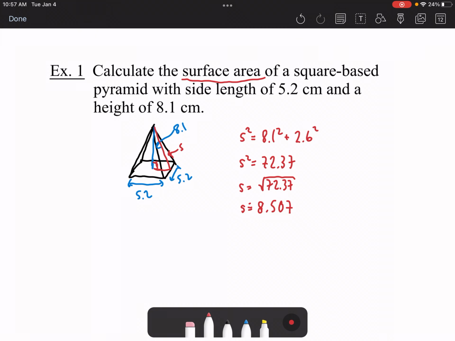So to calculate the surface area, which they often refer to as A, I have seen some people use SA instead. They want the area of the base, which is 5.2 times 5.2, or 5.2 squared, plus 2 times whatever the base was, which was 5.2, times the slant height, which is 8.507. Now, if you can, try to keep this value exactly on your calculator so you can substitute it in here. If you can't, then you approximate it to 8.507, which should be okay.